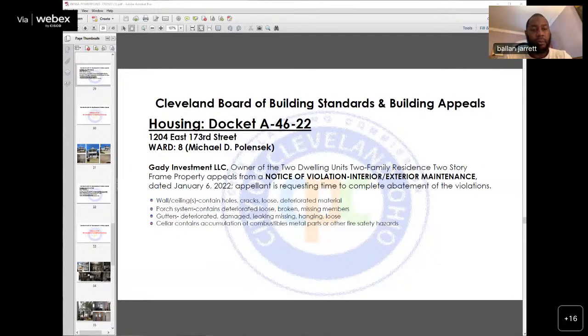Okay, next docket, A4622, 1204 East 173rd Street. Application and fees are in order. Notice of violation is interior and exterior maintenance, issued on January 6th of 2022. Appeal statement received February 3rd of 2022, requesting more time to abate the violations. Present for the hearing, Tom Vanover, Building and Housing. Patricia Aston, Law. With the appellant or his or her representative or attorney, please state your name for the record.